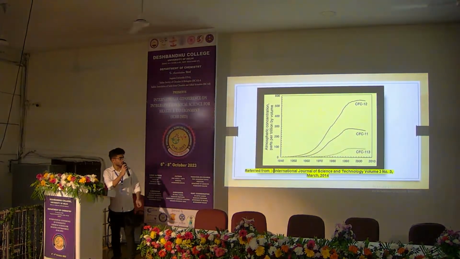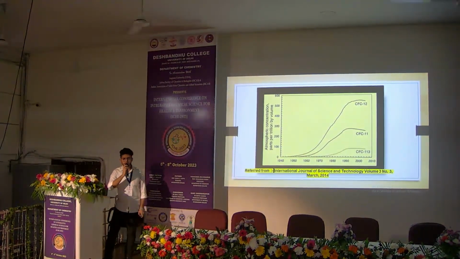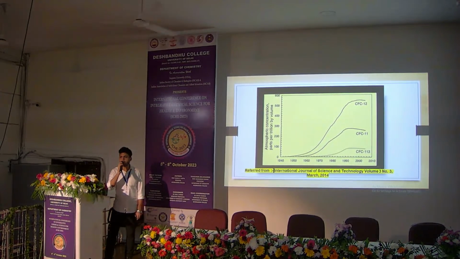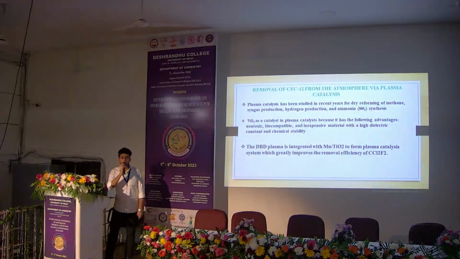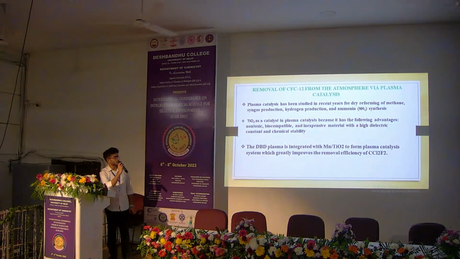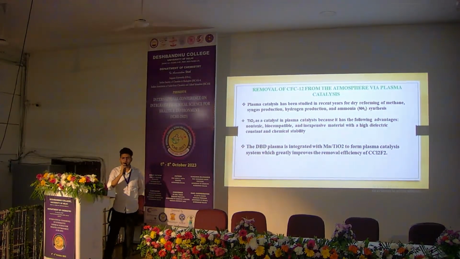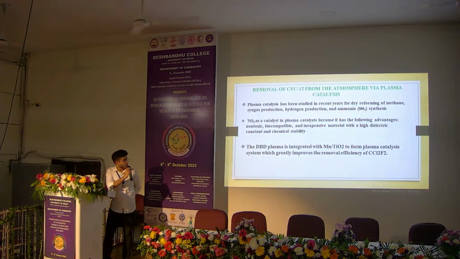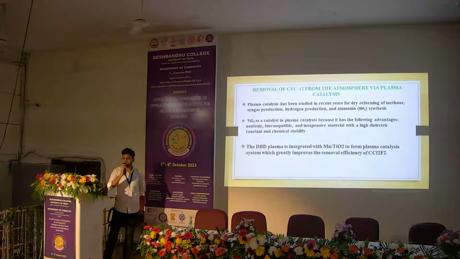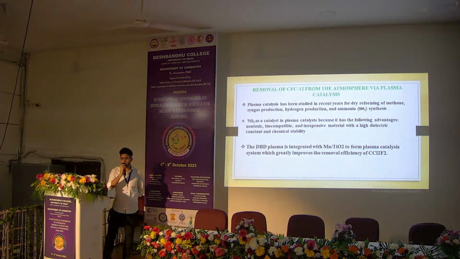As you can see from this graph, the concentration of CFC-12 is increasing over the years, and it has become alarming. So it is important that we remove this pollutant from our atmosphere. I have taken this theory, plasma catalysis, from one of the research papers performed in recent years, which is used in various methods: the reforming of methane, syngas production, hydrogen production, and others. And recently it is also used for the removal of the chlorofluorocarbon CFC-12.